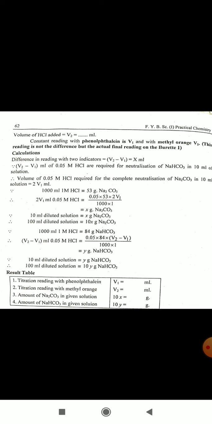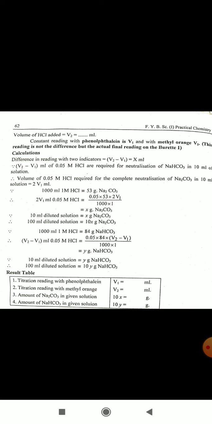Next and last is the calculation and result table of this practical. First of all, the calculation: the difference in readings with the two indicators, V2 minus V1 ml of 0.05 molar HCl, is required for neutralization of NaHCO3 in 10 ml of solution. Next, the volume of 0.05 molar HCl required for the complete neutralization of Na2CO3 in 10 ml of solution is 2 V1 ml.